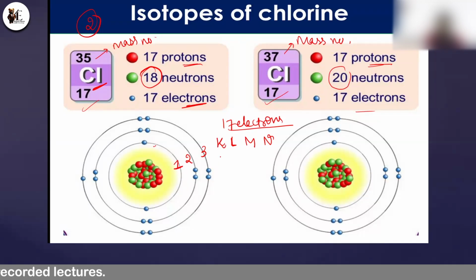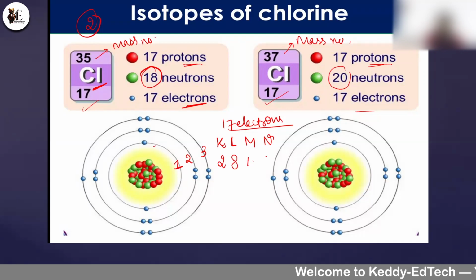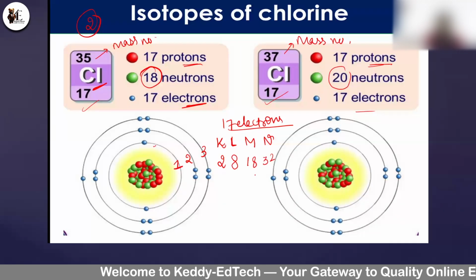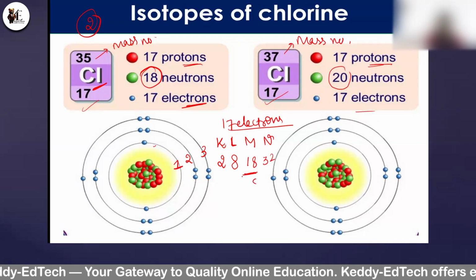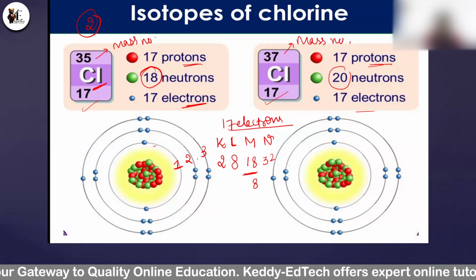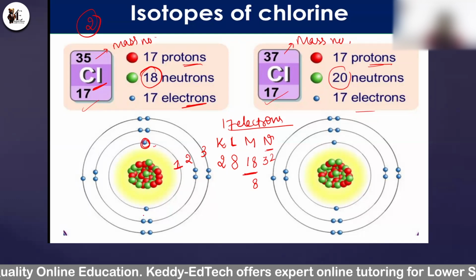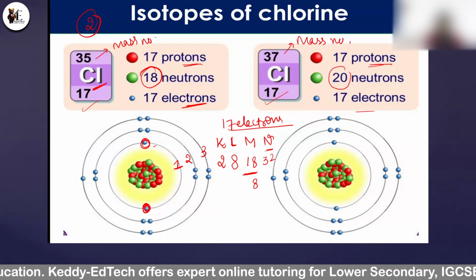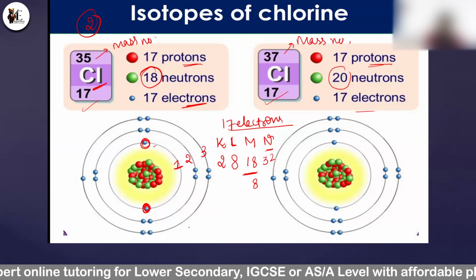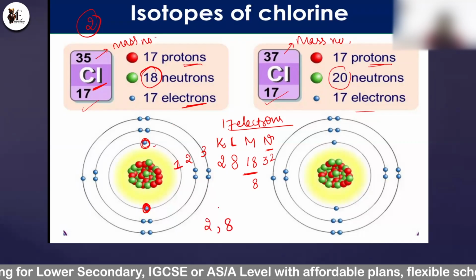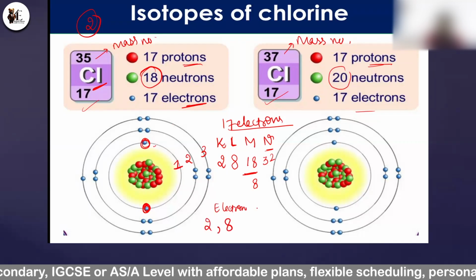So in the first shell, the maximum capacity is that it can hold only 2 electrons. The L shell can hold 8 electrons, M can hold 18, and N can hold 32. So these are your magic numbers in chemistry. But due to the octet rule, every element wants 8 electrons in its outermost shell. So we fill 8 electrons in M only, and the remaining electrons we fill in the N shell. So in the first shell you have only 2 electrons. Okay, you cannot fill 3 electrons in the first shell. In the second shell you can fill 8 electrons. 2, 8. This is known as electronic configuration.